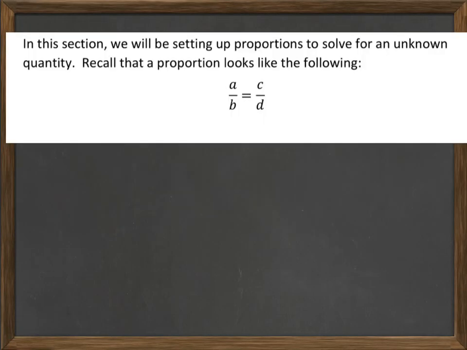Let's begin. In this section, we will be setting up proportions to solve for an unknown quantity. Recall that a proportion looks like the following: A over B is equal to C over D. Of course, we do make the restriction that neither B nor D can be equal to 0 because, again, we can't divide by 0.